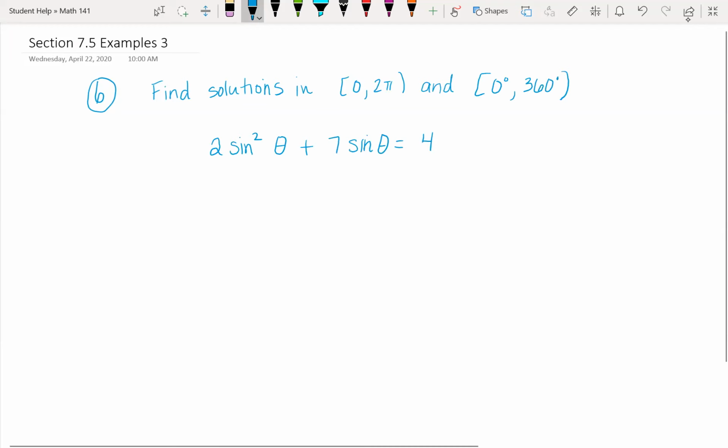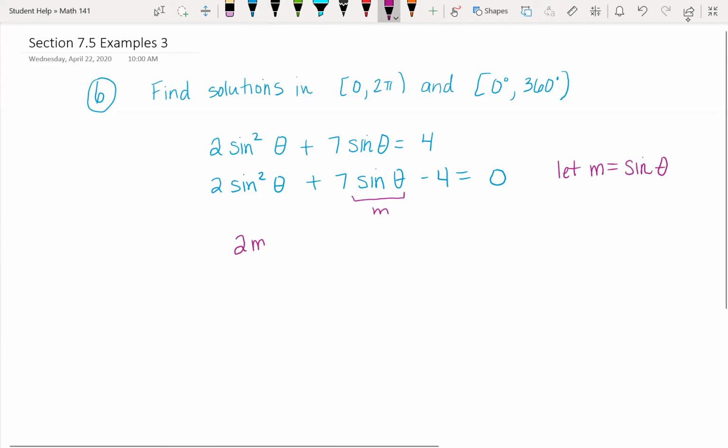This looks like a quadratic because we have sine squared as one of our variables. And to solve quadratics, we move everything onto one side and 0 onto the other. So I will subtract 4 from both sides so that I can hopefully factor. If we need to do a variable change, we always take whatever's in the middle, and I'll call that m. Let's let m equal the sine of theta. So then we have 2m squared plus 7m minus 4 equals 0.